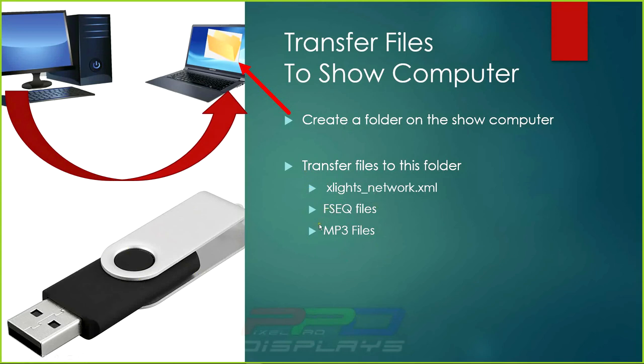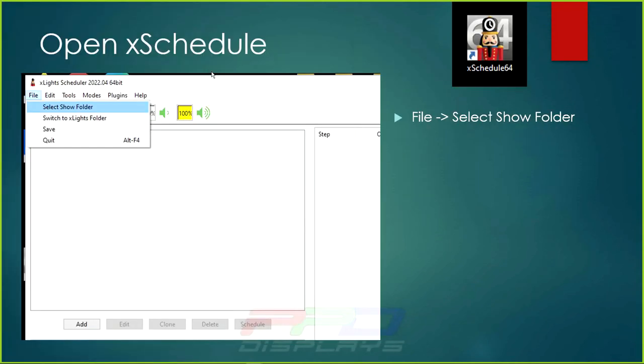You need the FSEQ files that are your sequence files, and then you need your MP3 files, and then finally any other files that you plan on playing that you need to have in there as well. You'll need those.